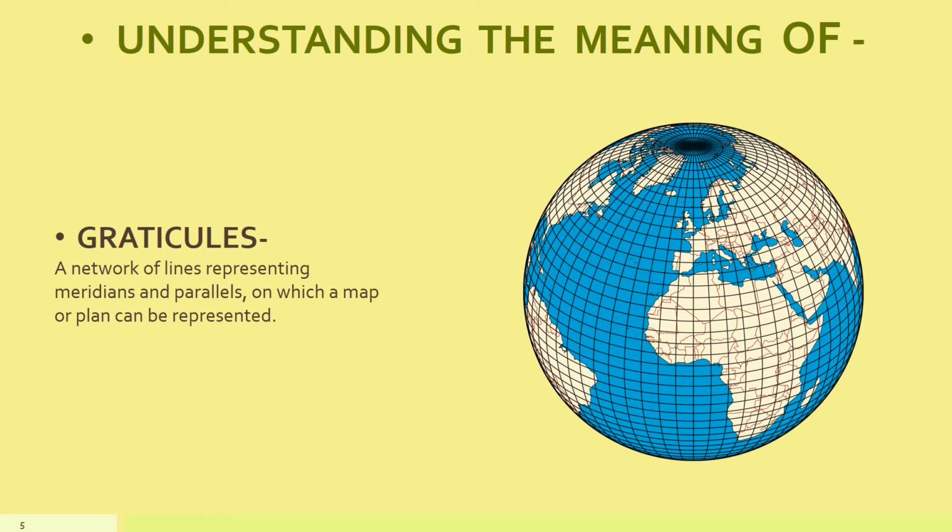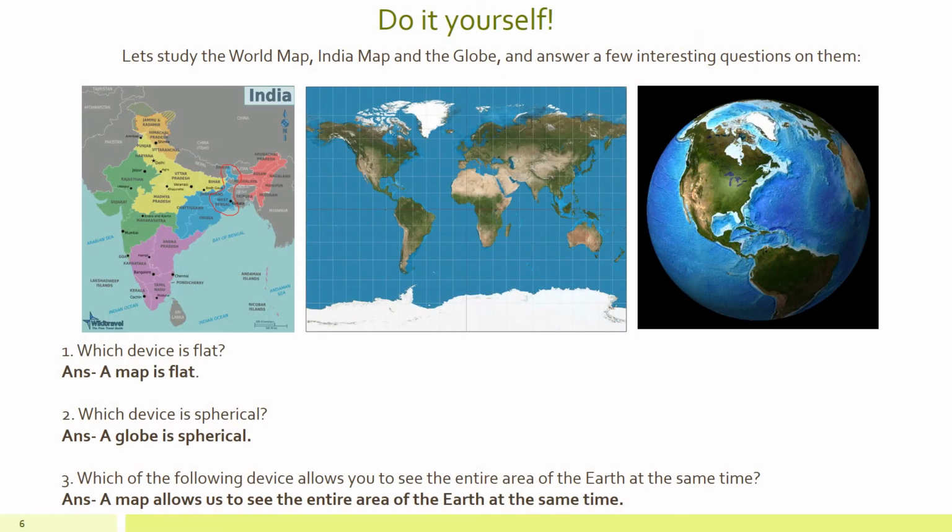The parallels and meridians on the globe form a net that is called a graticule. It is used to locate a place on the earth. In this lesson, let us compare a map and a globe and understand the difference between them. To understand the difference, we need to see the map of India, the world map and the globe.